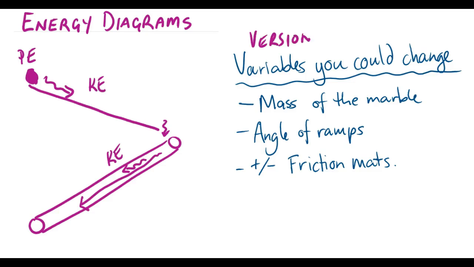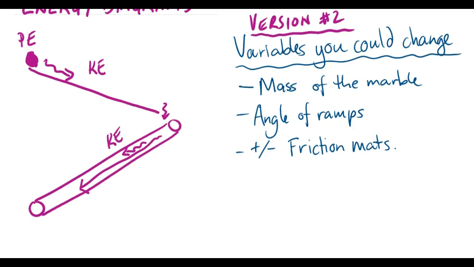So when you changed either the mass, the angle, or changed the friction mats, you ended up with version 2 of your machine. So both version 1 and version 2 have their own energy diagrams. But let's just take a look.